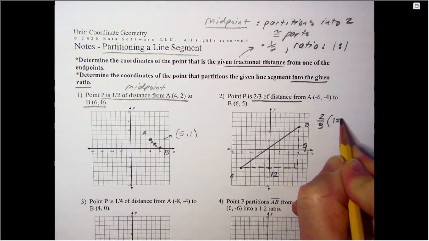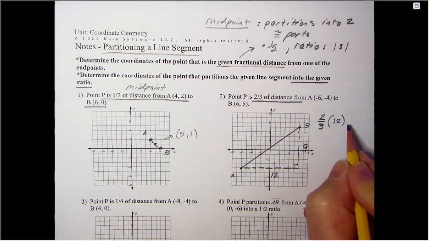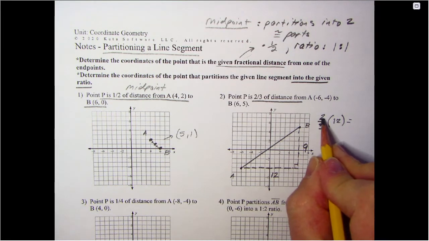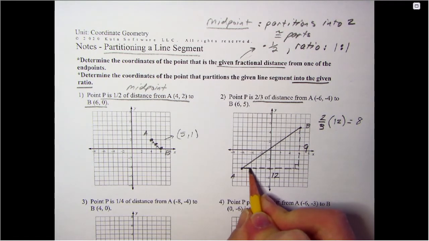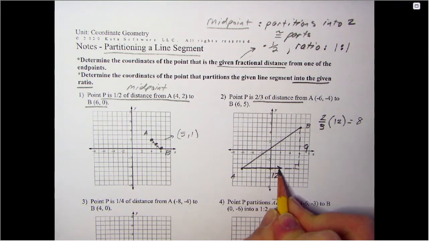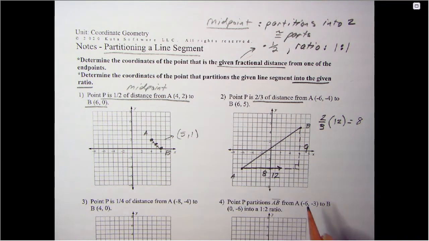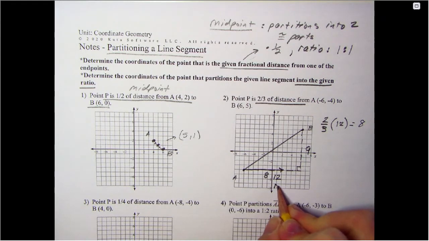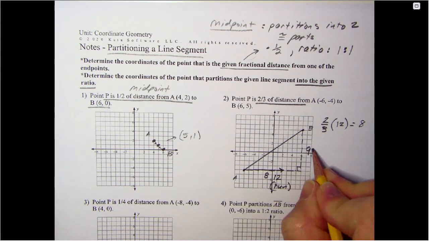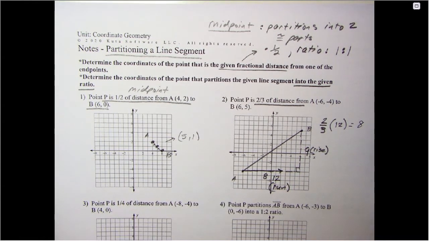If I do 2/3 of 12, that's going to tell me how far to the right I need to run along this line. Well, 2/3 of 12, that's 24 divided by 3, that's 8. So that means I'm going to go along this triangle 8 boxes to the right. Another thing that these two numbers represent: this is the run of the line, and this is the rise of the line, otherwise known as slope, in non-reduced form.